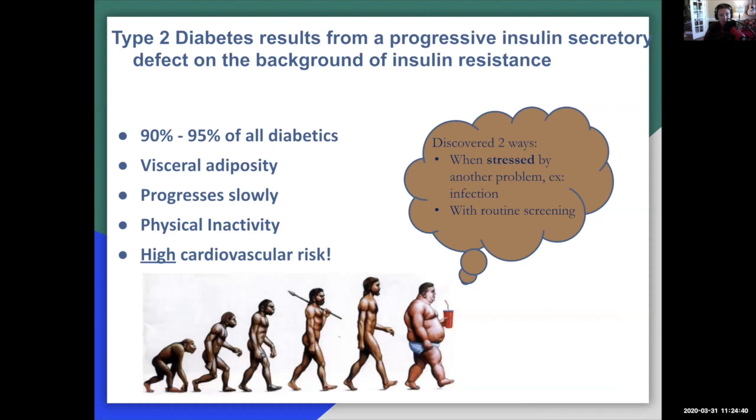Now, type 2 diabetes is a much more complicated picture. Type 2 results from a progressive insulin secretion defect. So we get worse at making enough insulin, and that's happening on the background of also worsening insulin resistance, okay? So this becomes kind of a vicious cycle. That means that, you know, you eat carbohydrates, you make some insulin, but you have this early insulin resistance. So you have to make a little bit more than a normal person might need to make to cover those carbohydrates.